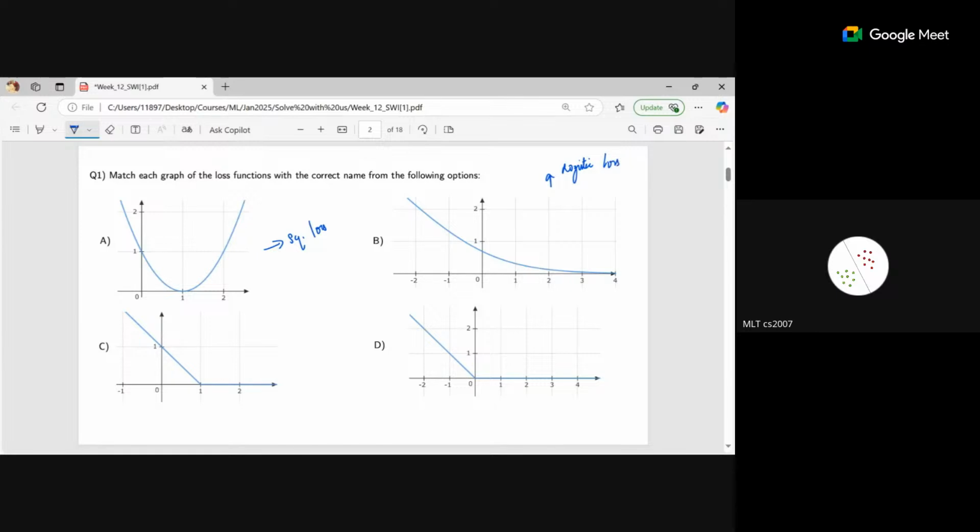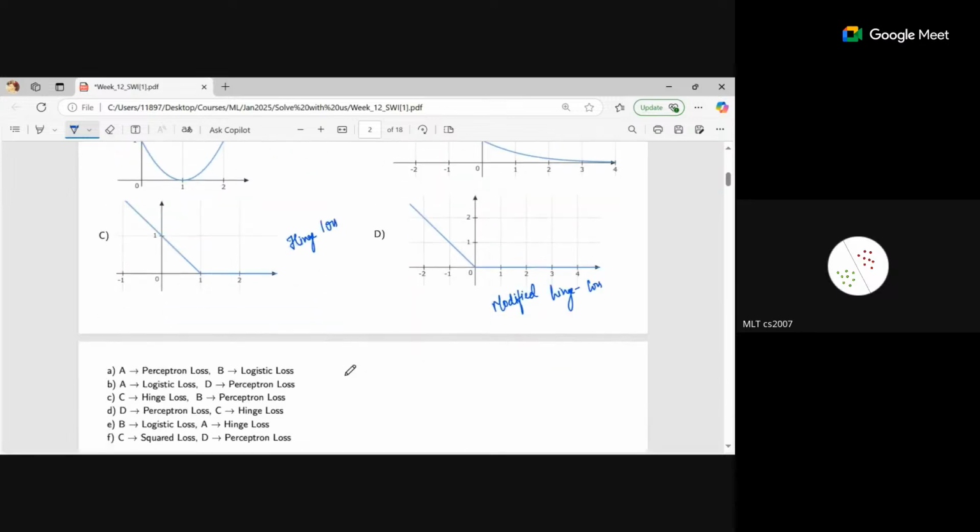What about option C? Support vector machine. Yeah, so this is called hinge loss. And the fourth one is perceptron, which is a modified hinge loss, right? Yeah. So these are the loss functions that we have seen in the lecture.